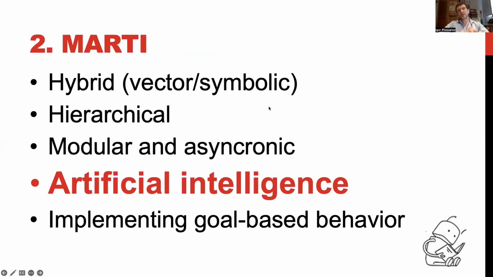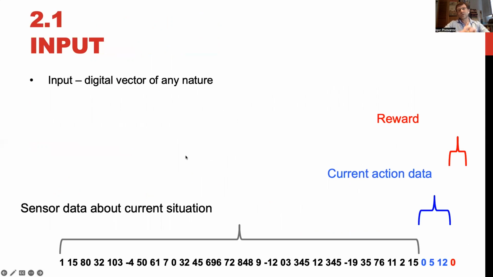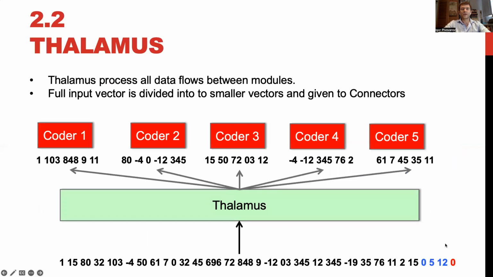We'll now take a closer look at MARTI, which is the implementation in code of this deep control architecture. MARTI is a hybrid vector symbolic artificial intelligence, which is hierarchical, modular, and asynchronous, and it is specially designed to implement goal-based behavior. As an input, MARTI takes digital vectors of any nature. It is a digital vector of any size, containing sensor data, current action data, and the reward which it receives from the environment.